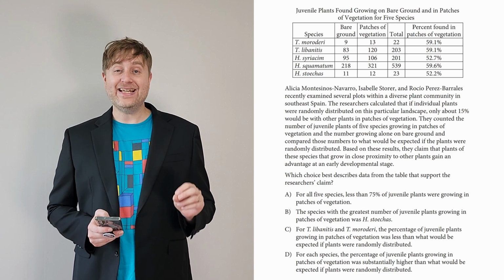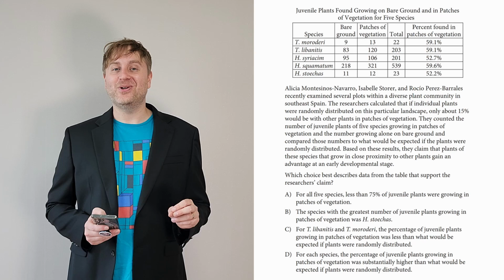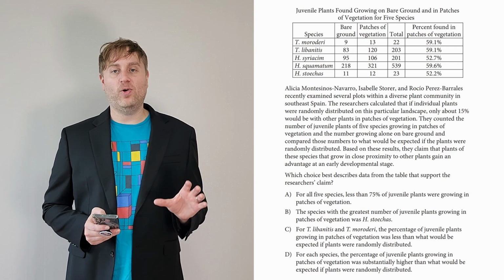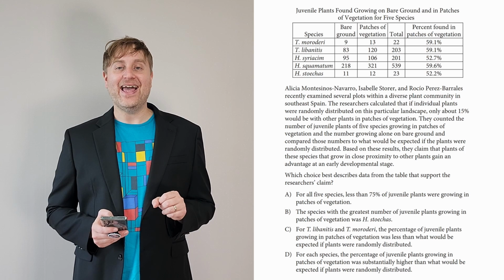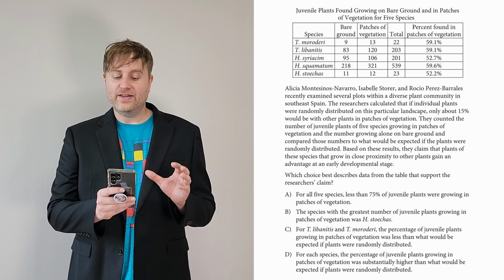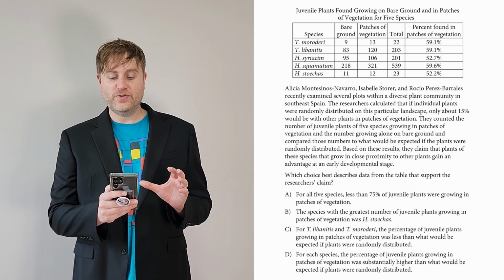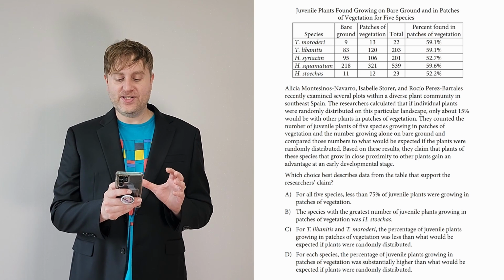Now that we've made a prediction, we can move on to the answer choices, examining them one by one and rejecting anything that doesn't match our prediction. Let's start with answer A. For all 5 species, less than 75% of juvenile plants were growing in patches of vegetation.